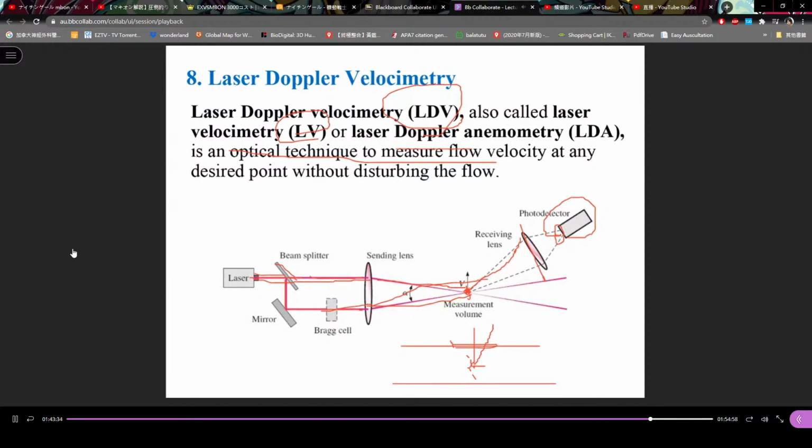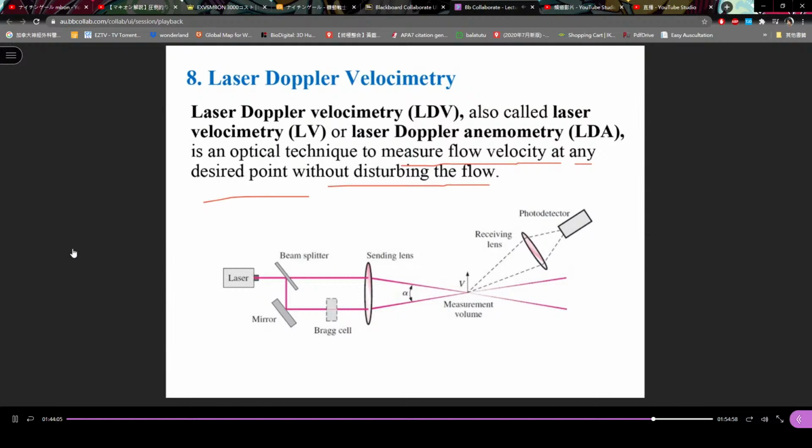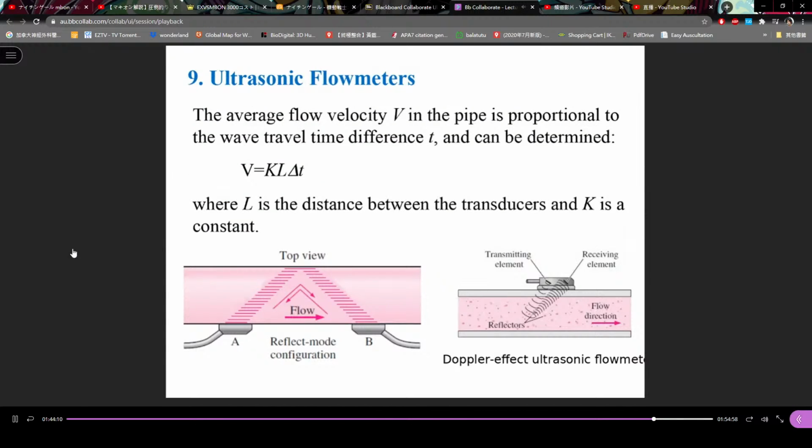We simply use two beams from a laser generator to measure velocity in a wind tunnel. But this instrument is very expensive. Could be 1 million Hong Kong dollars a set. Very expensive. Okay, it can be used to measure flow velocity at any desired point without disturbing the flow. Okay, another one.